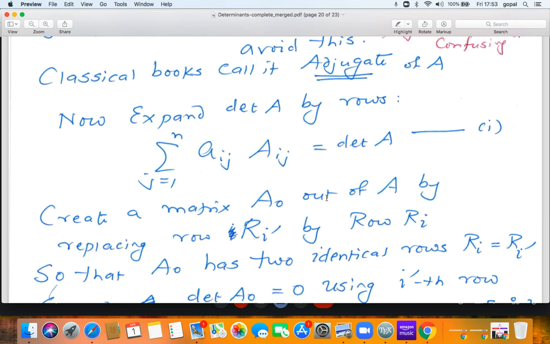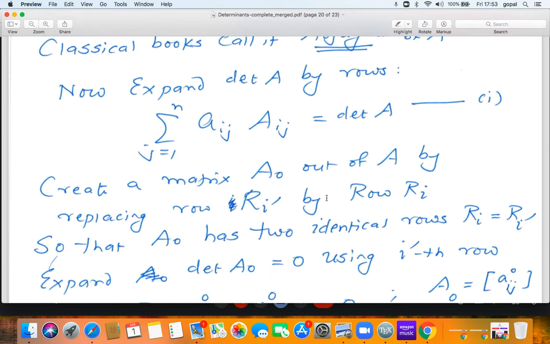Now let us tamper with the matrix. Let us take another row index i prime, knock off the i prime row and replace it by the ith row. So we get a new matrix A naught. So in this new matrix A naught, the row Ri and the row Ri prime are one and the same. So A naught has two identical rows. So we know that the determinant of A naught must be 0. A naught has two identical rows, and so its rank is strictly less than n. So the determinant must be 0.